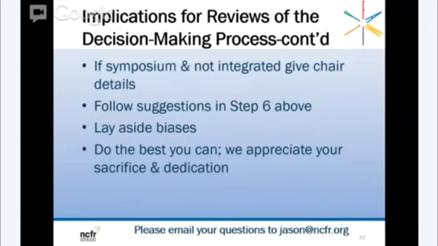We genuinely appreciate the sacrifice and dedication you're showing by doing this. Let me just give you an example. Research and Theory has about 1,100 members. We received about 145 people who agreed to be reviewers. So just barely over 10% of the section volunteered to review papers.